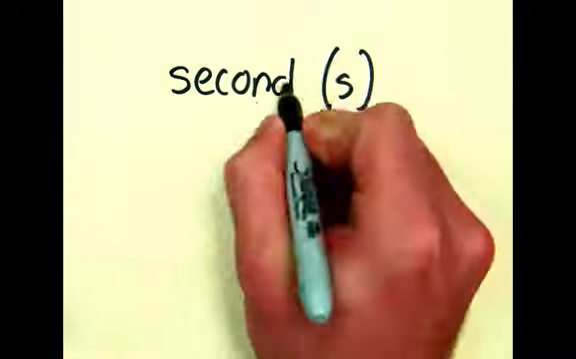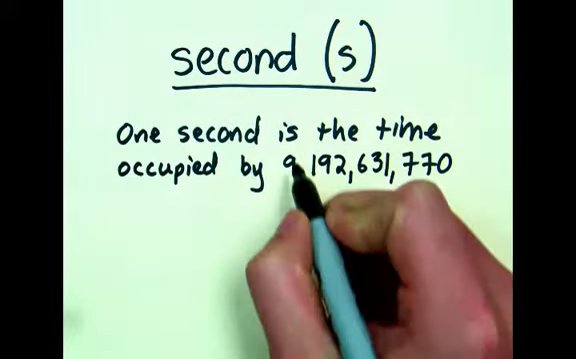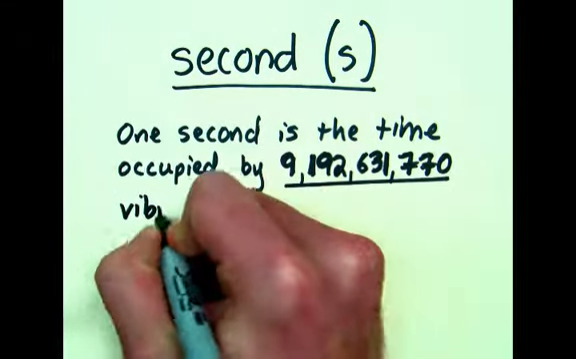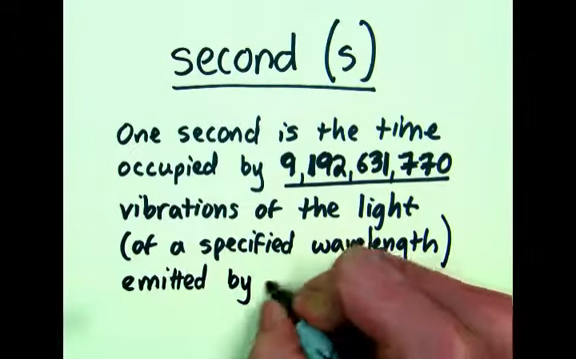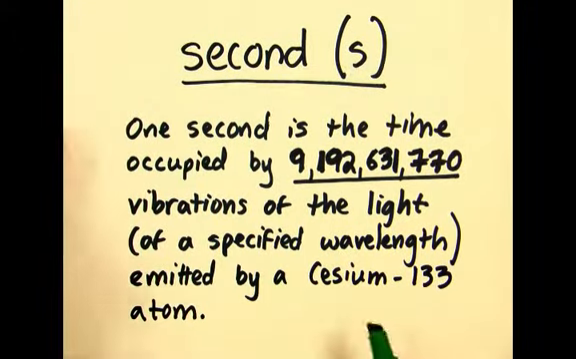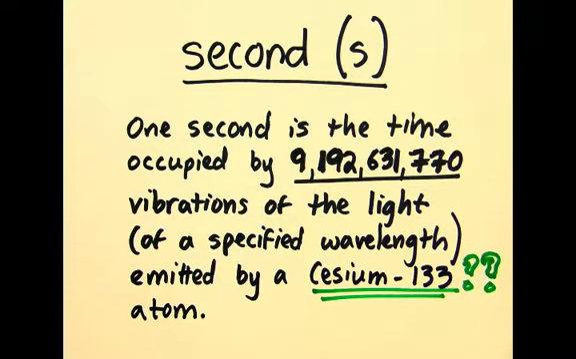Last, what is a second? 1 second is the time occupied by 9,192,631,770 vibrations of the light of a specified wavelength emitted by a cesium-133 atom. And again, you look and see cesium-133. Why cesium? Why not another atom?